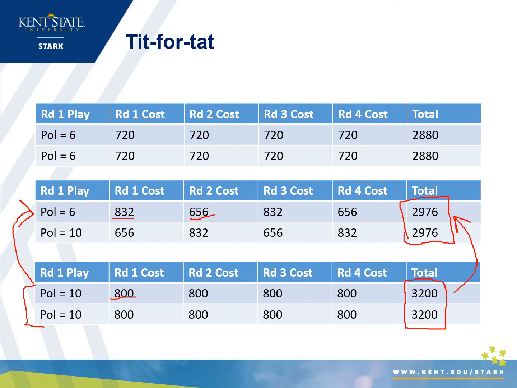Then we imagine player 2 gets to thinking, okay, if the first player starts with 6, does it make sense for player 2 to also play 6? So now we're going to look at the top example. What we find out is that player 2, trying to avoid being punished in that second round, plays 6 in the first round. If they both play 6 in the first round and then play tit-for-tat, then they both play 6 in every round. So this would be the socially optimal outcome, and it gives a total cost of 2880, which is better than the 2976. So player 2 would decide, well, knowing that the first player is going to start with 6, I will also start with 6. So we end up with a good outcome.